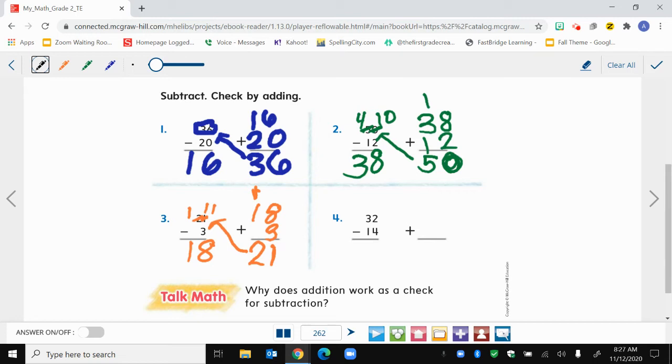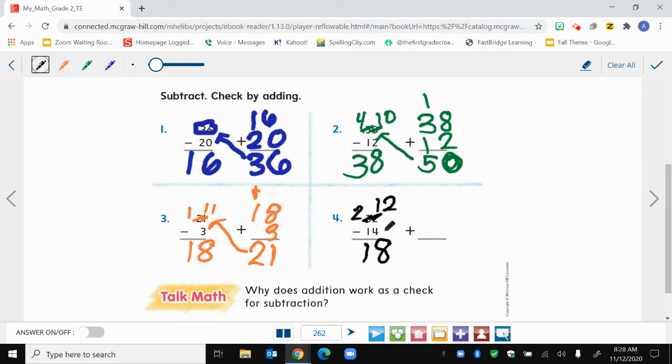All right, let's do number 4 together. 32 minus 14. Okay, we're going to look at the one side first. I see 2 minus 4. Can I do 2 minus 4? No, I cannot. So I have to borrow from this 3. If I take 1 ten away, that 3 becomes a 2. Then I add that 1 ten to that 2 to make 12. So now on my ones side, I have 12 minus 4. Well, let's see. 12, 11, 10, 9, 8. 12 minus 4 is 8. And then 2 minus 1 is 1. So 32 minus 14 equals 18.